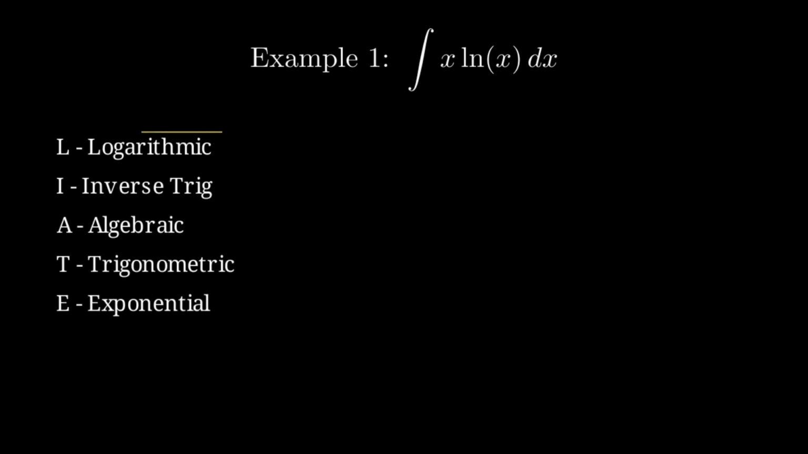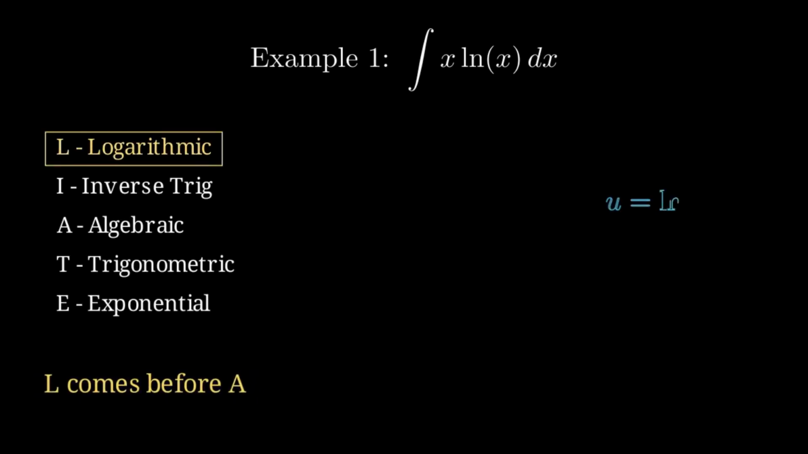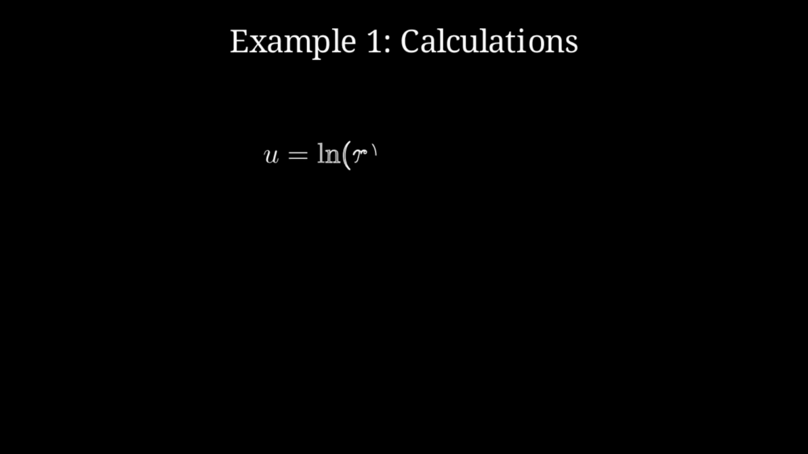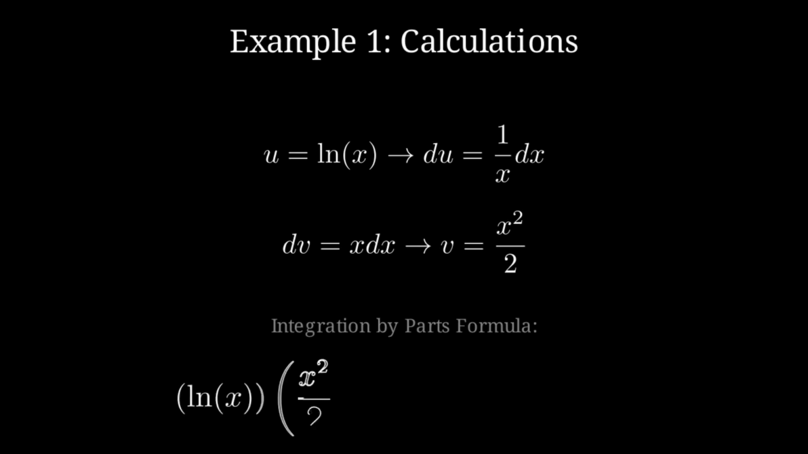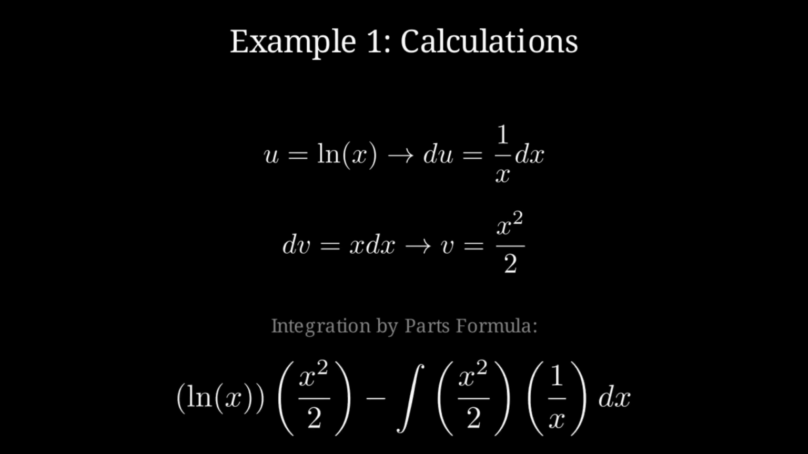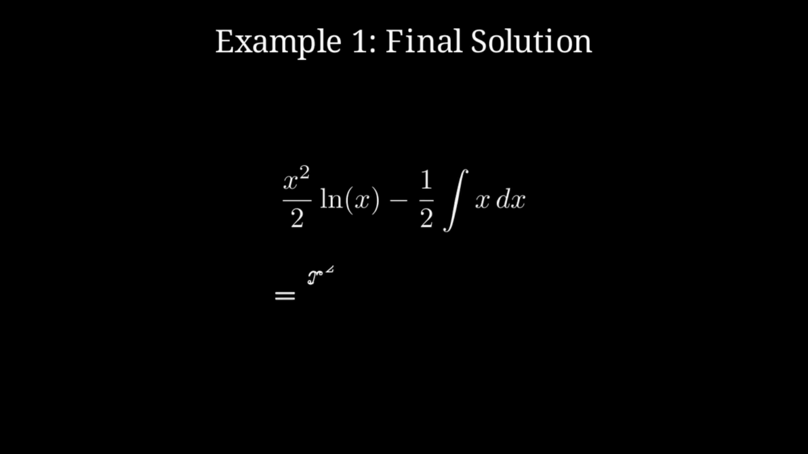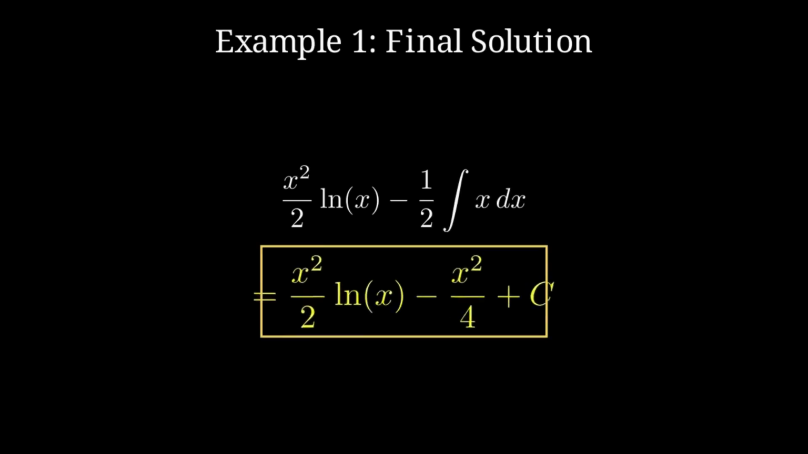According to LIATE, the logarithm comes before the algebraic x, so we set u equal to ln x. We differentiate u to get 1 over x and integrate dv to get x squared over 2. When we plug these into our formula, the new integral simplifies beautifully to just x over 2. After integrating the remaining term, we add our constant of integration, c. By choosing u correctly, we turned a product into a simple power rule integration.